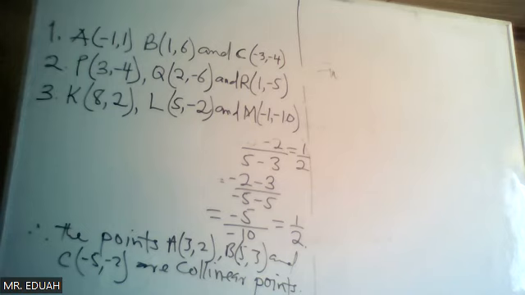What is your conclusion? The points A, B, and C are collinear points. Why do you say that? Because the gradient of line AB is 1/2, and the gradient of line BC is also 1/2. Okay, because they have the same gradient, they are collinear.